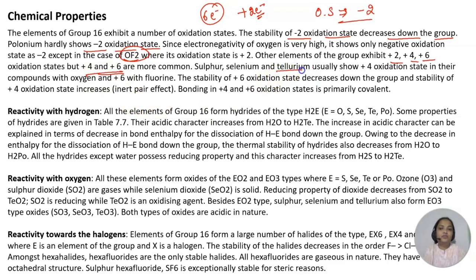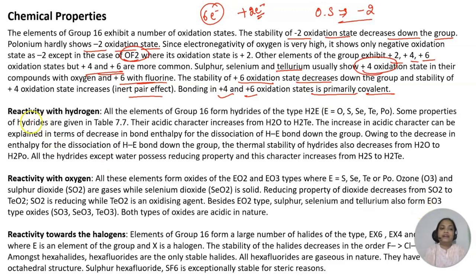Sulfur, selenium, tellurium usually show the +4 oxidation state with oxygen and +6 with fluorine. And as we move down the group, the stability of the +6 oxidation state decreases and the +4 oxidation state increases. Why? Again, because of the inert pair effect, that is, the reluctance of s electrons to participate in bonding. And bonding in +4 and +6 oxidation states is covalent.